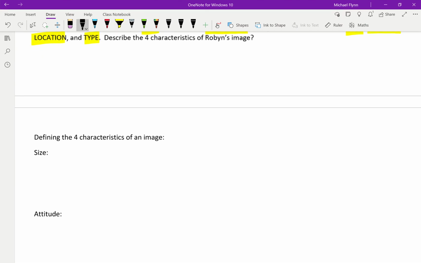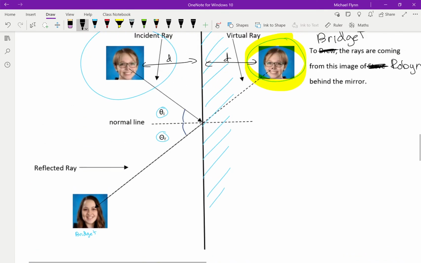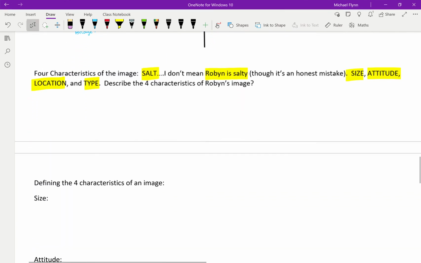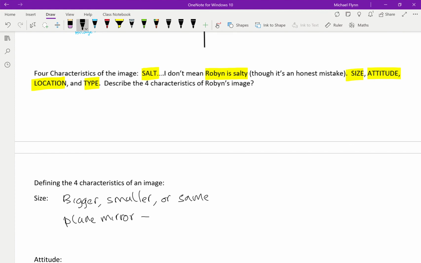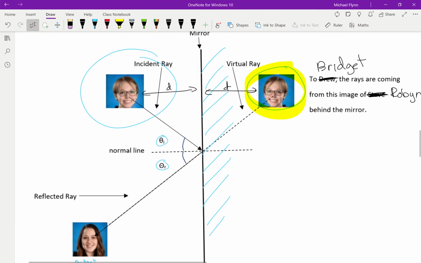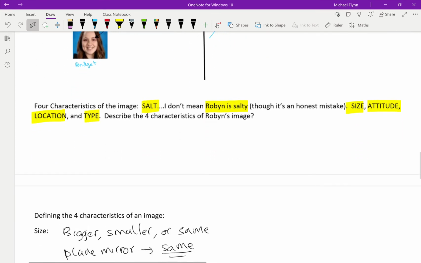So size is obvious, okay? So size is the image bigger, smaller, or the same size as Robin? Now on a flat mirror, it's the same, okay? So I'm just going to write bigger, smaller, or same. Now in the case of a plane mirror, it's the same size. So in other words, when you're looking at your reflection in a flat bathroom mirror, you look the same size as you look all the time to everybody, right?